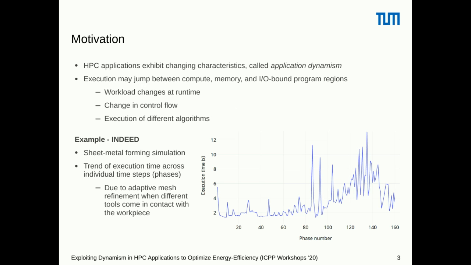HPC applications typically exhibit changing characteristics, known as application dynamism, in different regions of the program, where the program execution may jump between compute, memory, and IO-bound code regions due to changes either in the workload at runtime, in the control flow, or the execution of different algorithms. Dynamism can be found in many current HPC applications.